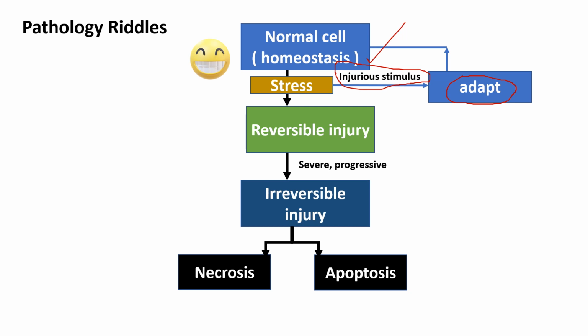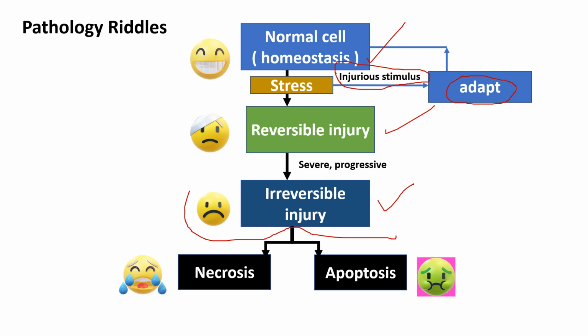Now, this injury may be reversible or irreversible. So, what decides whether the injury is reversible or irreversible? Duration as well as intensity of injurious stimuli. So if the duration is short and the stimuli is weak, then we will have a reversible injury. But if the stimuli is of a long duration and the intensity is severe, then we will have irreversible injury, which will lead to cell dying by either apoptosis or necrosis.